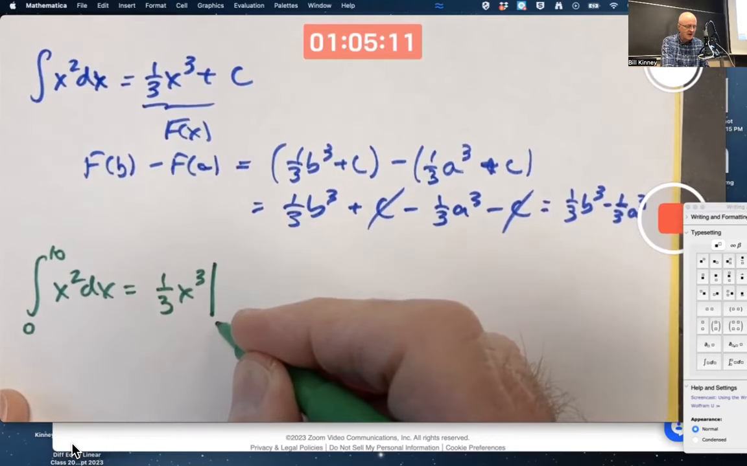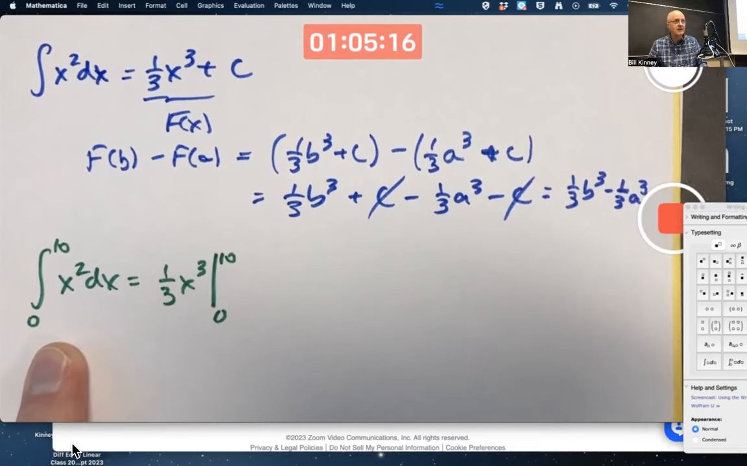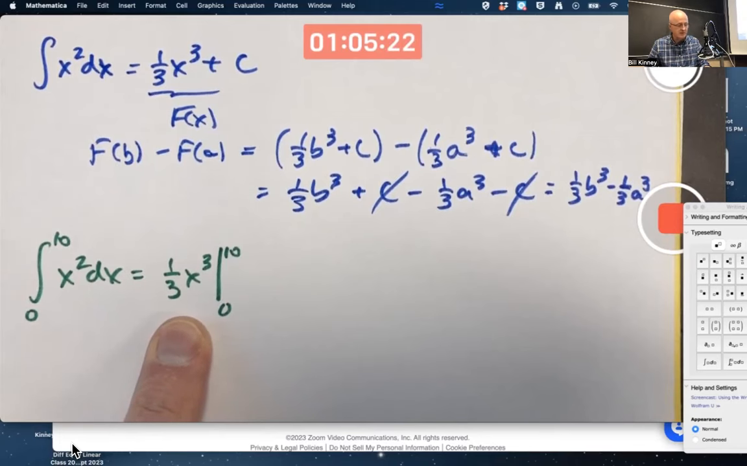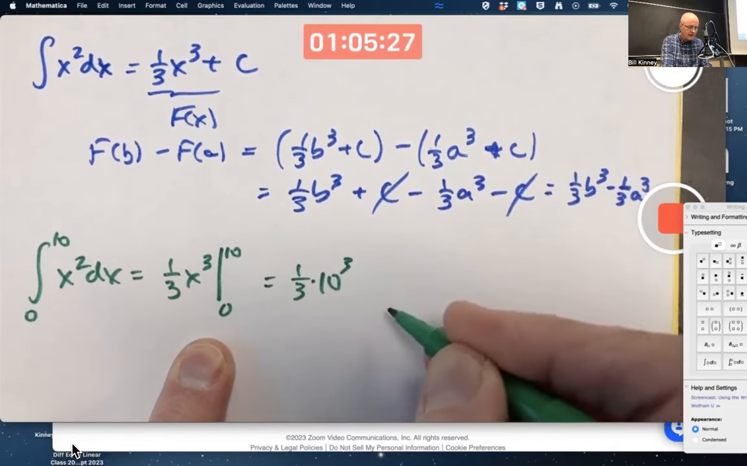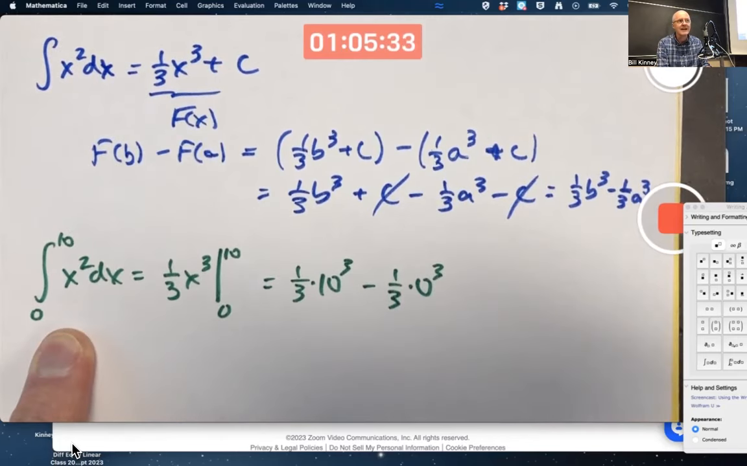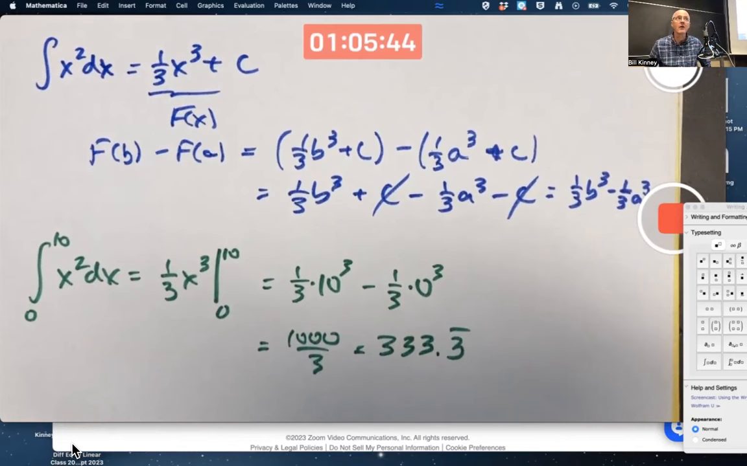Put the limits of integration over on the right, 0 to 10. I'm saying the definite integral of x squared from 0 to 10 equals the evaluation of this antiderivative from 0 to 10, meaning plug in the top number and subtract what you get when you plug in the bottom number. I'm doing 0 to 10 here. This is like the example from a week ago. 10 cubed is 1,000. Oh, this is our old friend, 333.3 from a week ago. Out pops the answer.